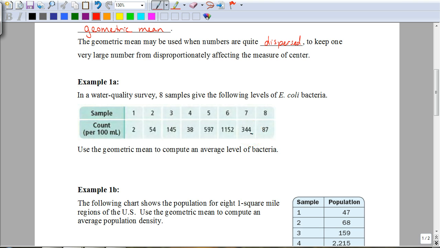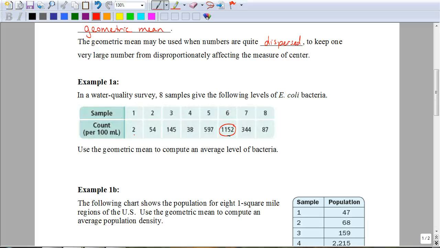Well, as you look at that, this 1,152, there's a big difference between 2 and 1,152. Most of these, the 2 and the 54 and the 38 maybe are kind of small, but most of these are around the same value between 0 and 600. But 1,152 is almost double the next largest number. So that 1,152 is going to throw off the average.